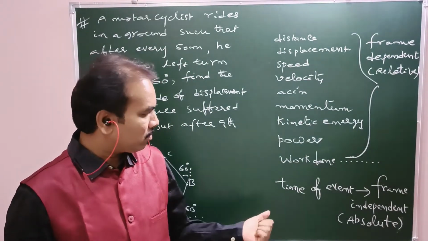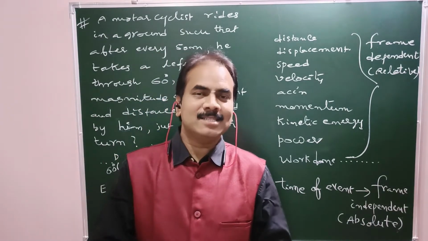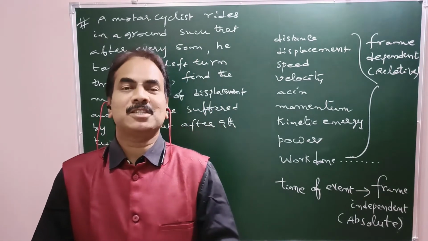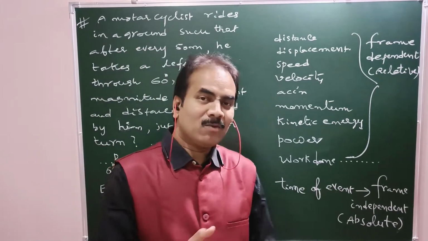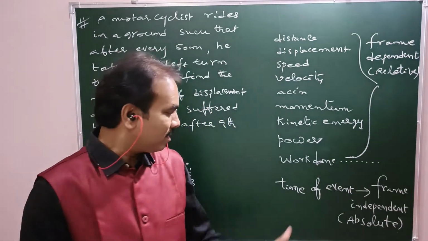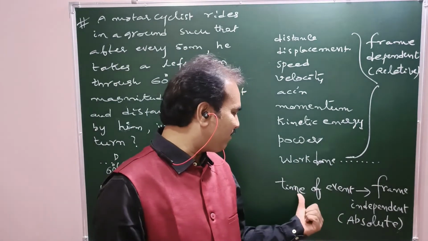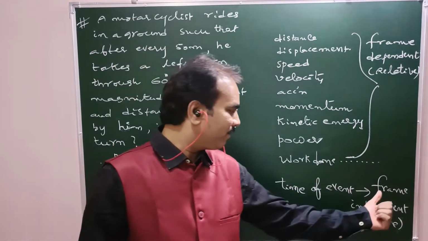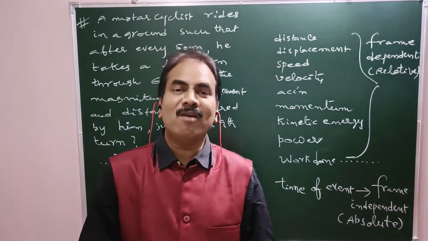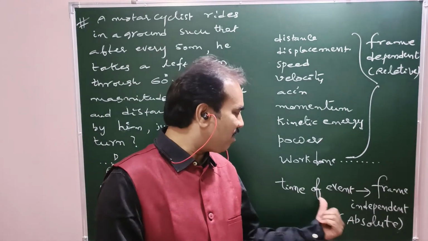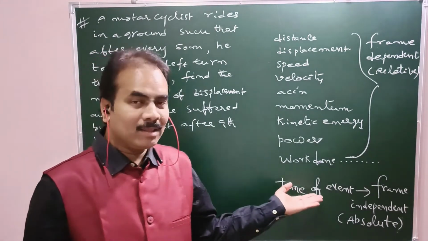But coming to one quantity, that is the time of event. What is time of event? It is the time at which a given event occurs. But whatever the kind of frame of reference, the time of event remains the same in all frames of reference. So that is the reason why this time of event is said to be frame independent. Means it does not depend upon frame of reference. That is why this is also known as absolute. It's not relative. So time is not relative, that is absolute.